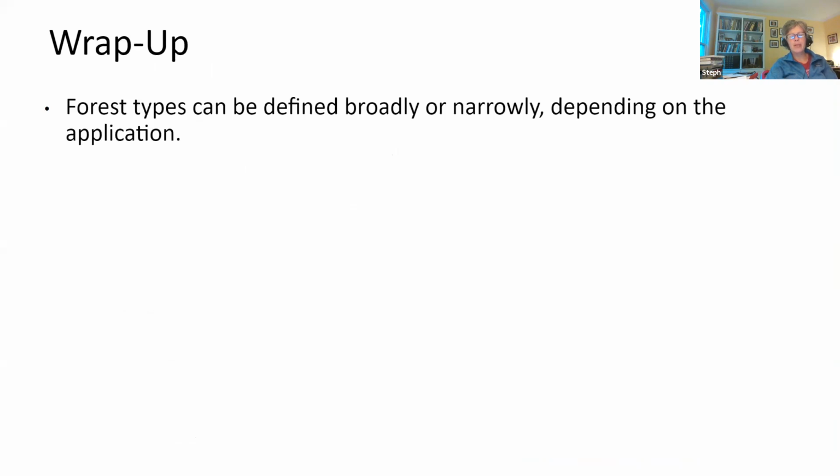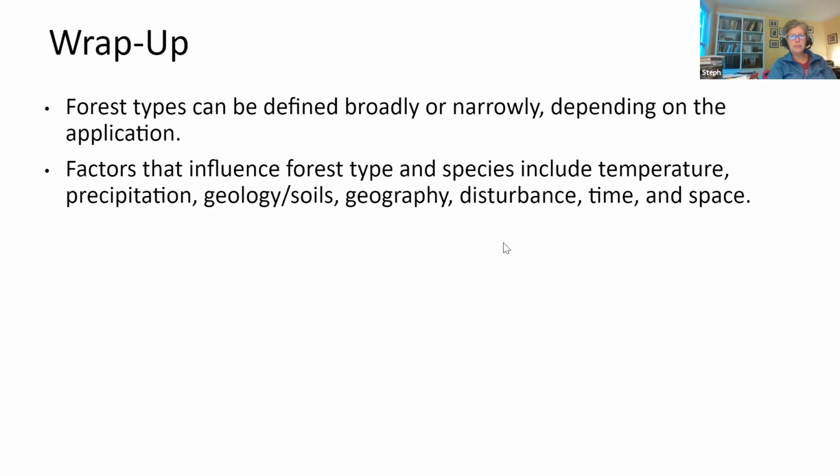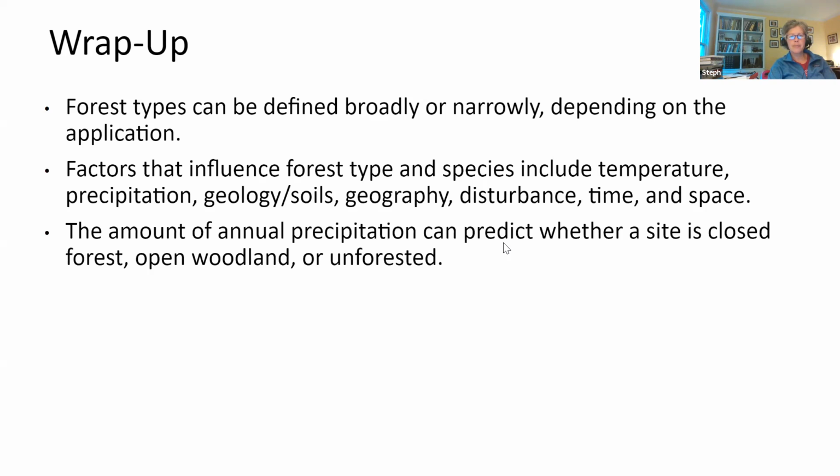So I want to wrap up and just have you understand that forest types can be defined very broadly or very, very narrowly and more detailed, depending on what you need to know and what you're using that forest type or forest classification for. There are many, many factors that influence forest type and the species composition. That includes temperature, precipitation, geology and soils, geography, disturbance, time, and space. The amount of annual precipitation, just one factor, can predict whether a site is closed forest, open woodland, or unforested.